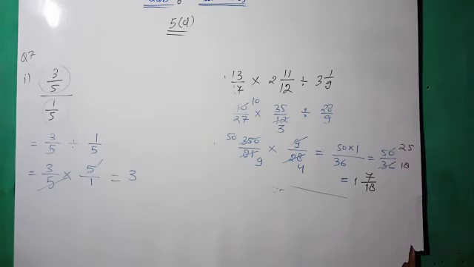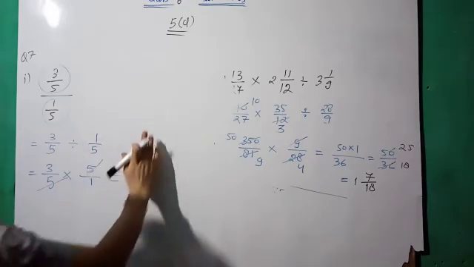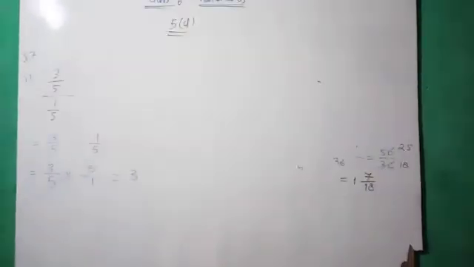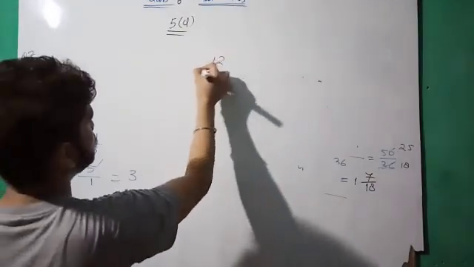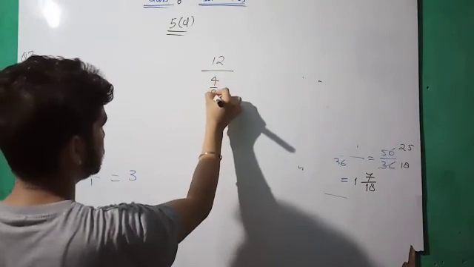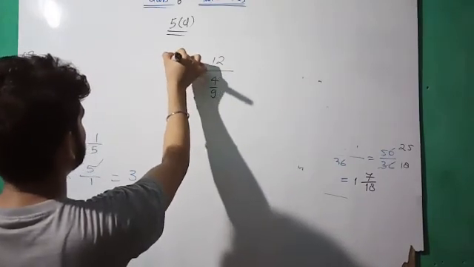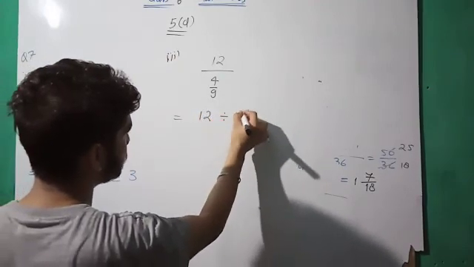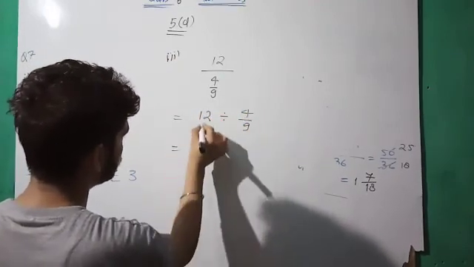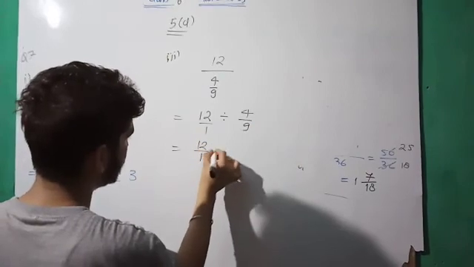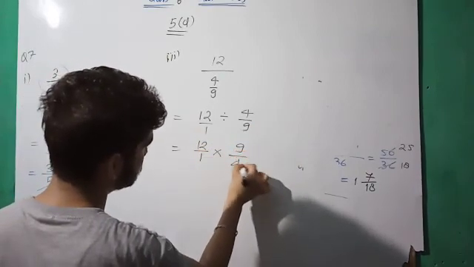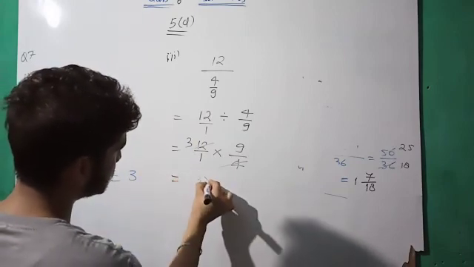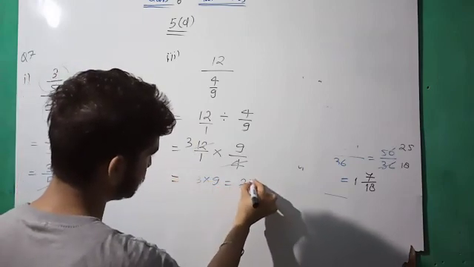In the third part you have only 2 terms, like 12 upon 4 upon 9. So you have 12 divided by 4 by 9. Now 12 upon 1 into 9 by 4, 4 3s are 12, and you have 3 into 9, that is 27. So 27 is the answer.